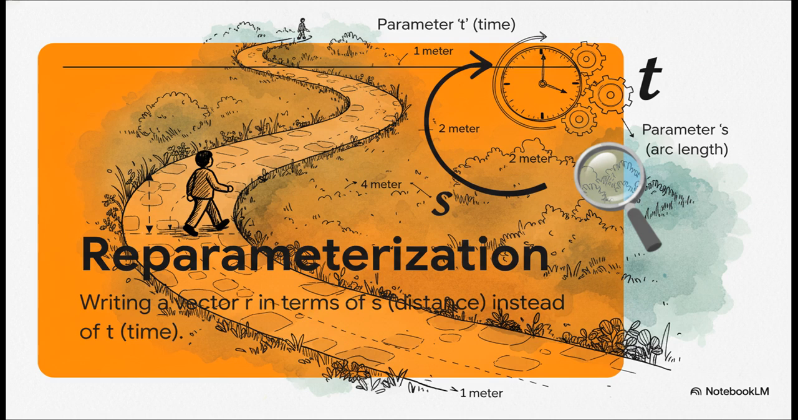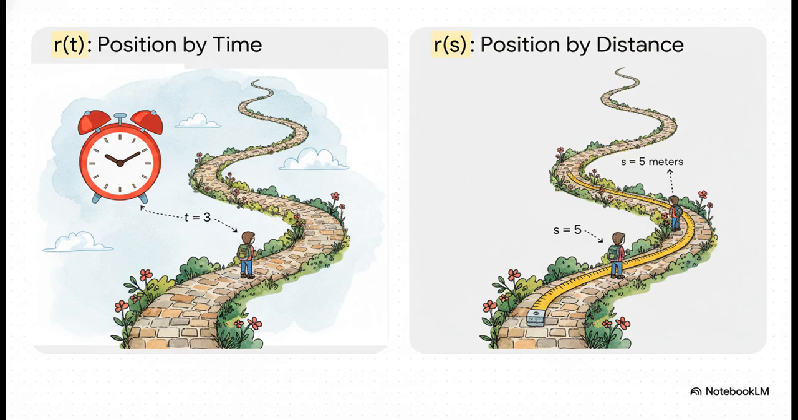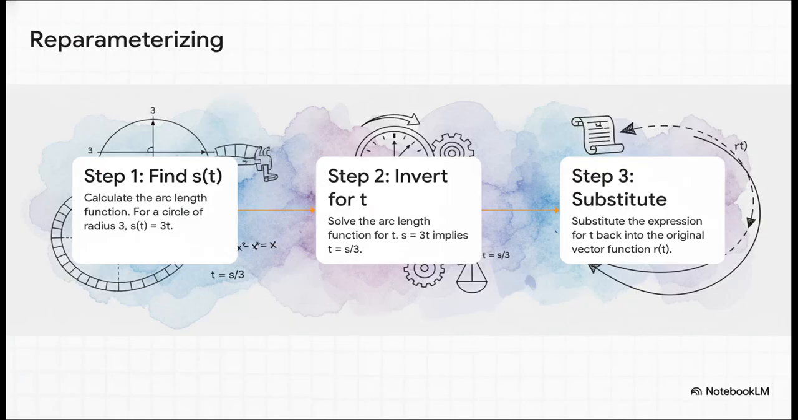We're going to call that distance s. We're swapping t for s. And this slide lays out that shift perfectly. On the left, with r of t, your position depends on what the clock says. On the right, with r of s, your position depends on what your car's odometer says. It's a much more natural way to describe the geometry of the path itself, without caring about how fast you were going. So, how do you actually do it?